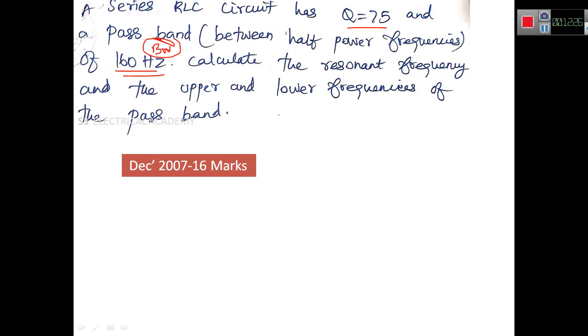Calculate the resonant frequency. Resonant frequency FR is equal to, what is the relation? Bandwidth is equal to FR by quality factor. So FR is equal to quality factor into bandwidth. Just multiplying the quality factor into bandwidth, we can easily find the FR value. Quality factor 75, bandwidth 160, which is equal to 160 into 75, which is equal to 12 kilohertz, that is 12,000 hertz. So the first term is over.